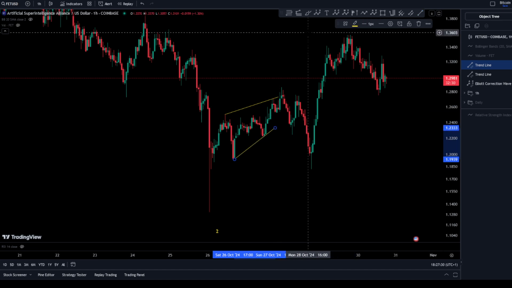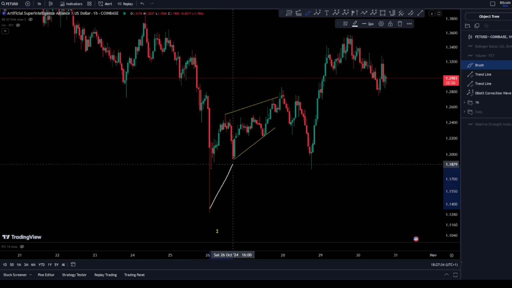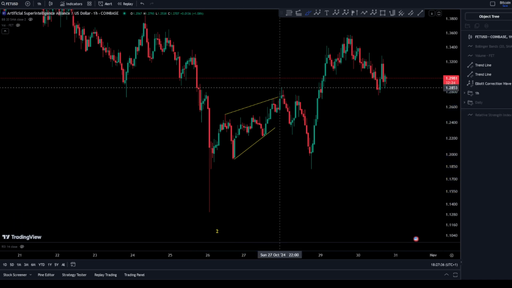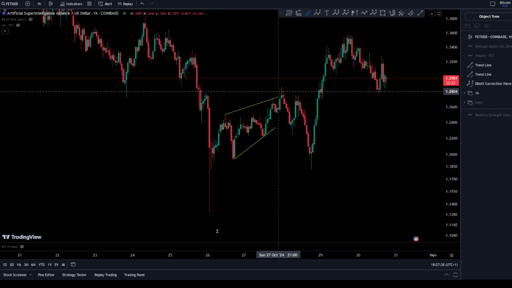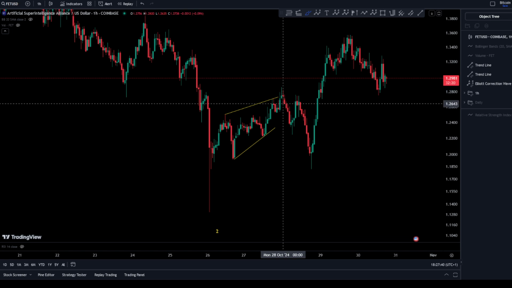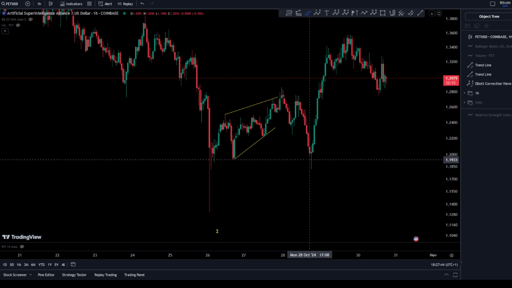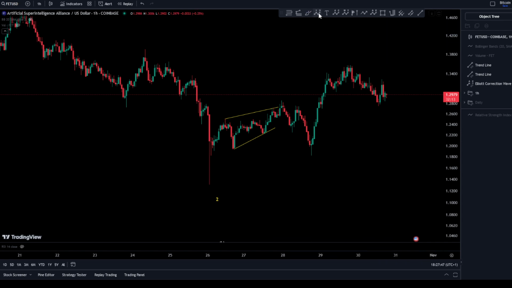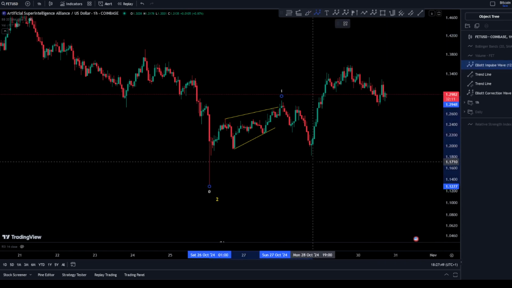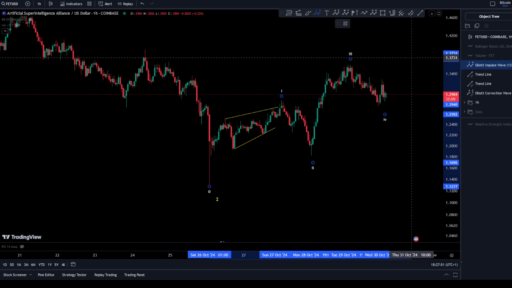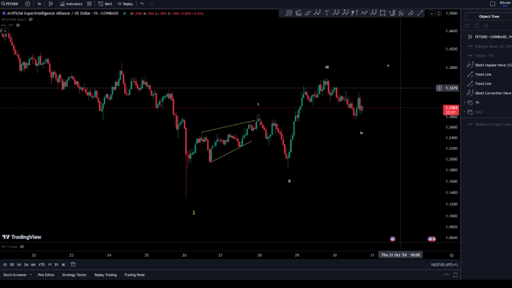So if that is your 1, you are looking after it at a wave 2 as a 1, A, B, C. Yes, it can be. Of course, this is your top here for your wave 1, A, B, and a C. Okay, so let's label this, guys. So this one is fine as a wave 1, 2, 3, 4, and a 5. But let's check this first.